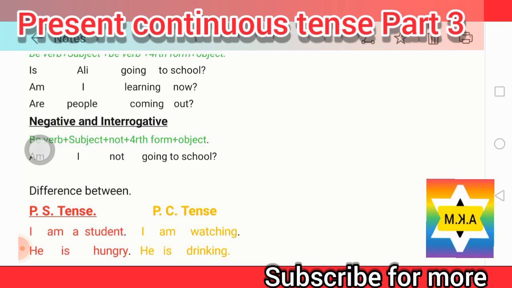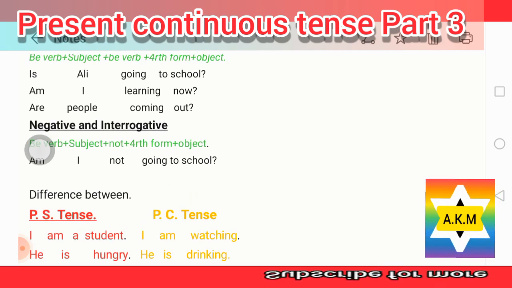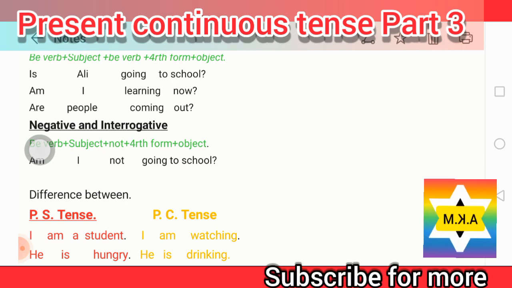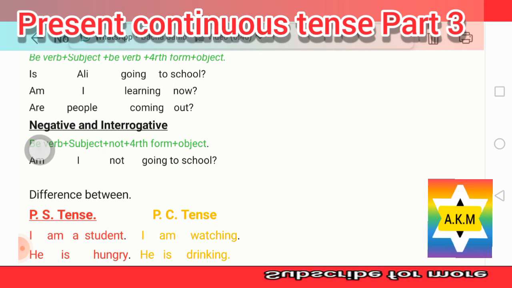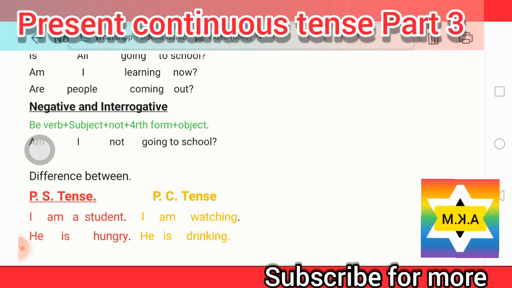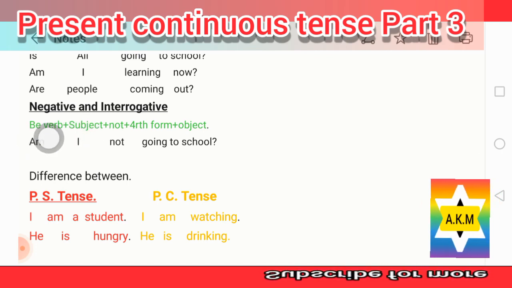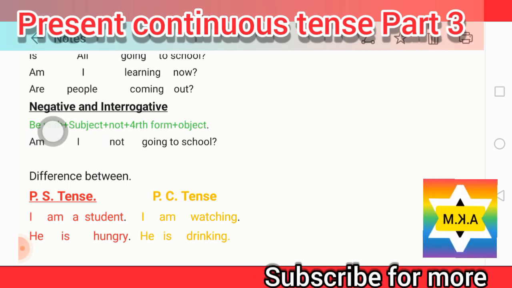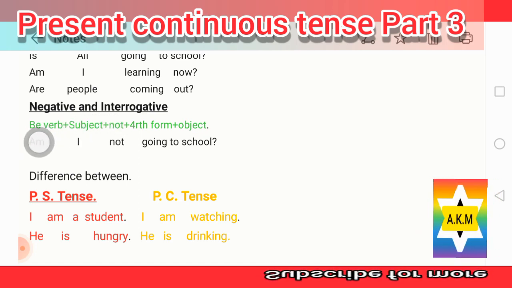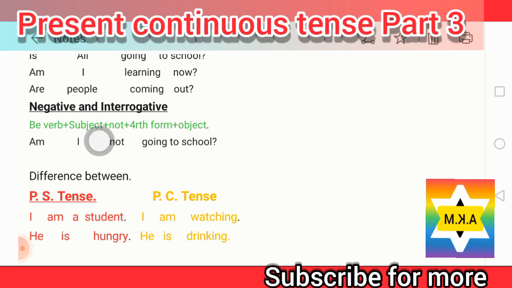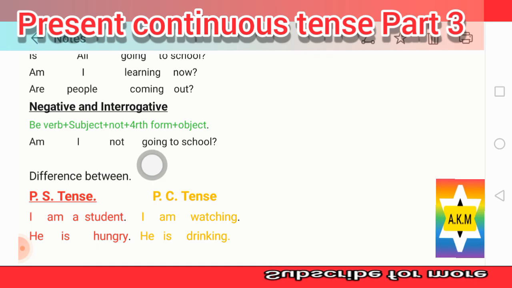And sometimes we do these types of activities where we have both negative and interrogative in the sentence. So if you want to make a correct sentence, this structure will be used. For example, first we will put the be verb, then subject, then not, then fourth form, then object. For example, am I not going to school?